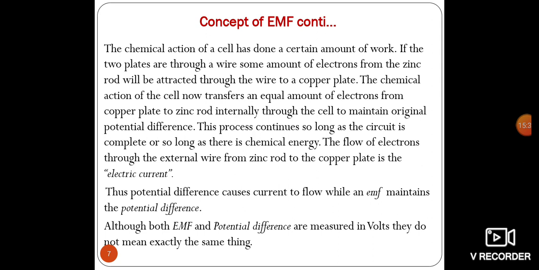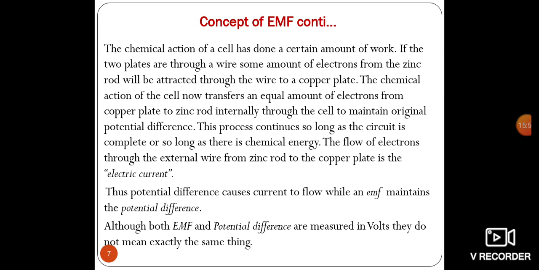The chemical action of the cell now transfers an equal amount of electrons from the copper plate to the zinc rod internally through the cell to maintain the original potential difference. This process continues so long as the circuit is complete, or so long as there is chemical energy.